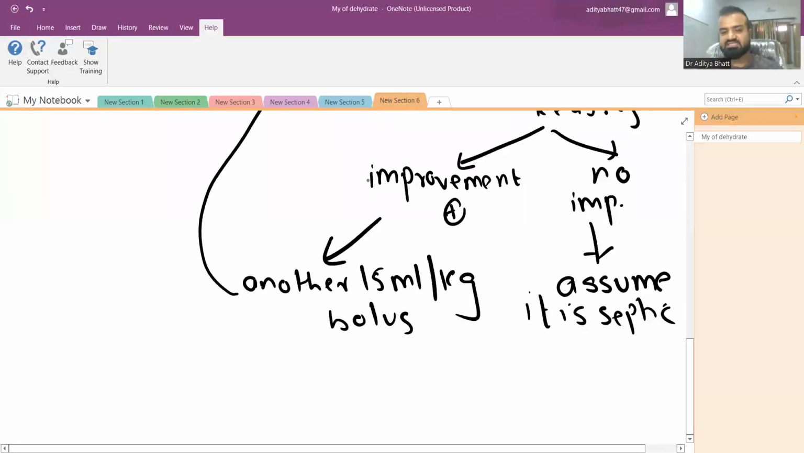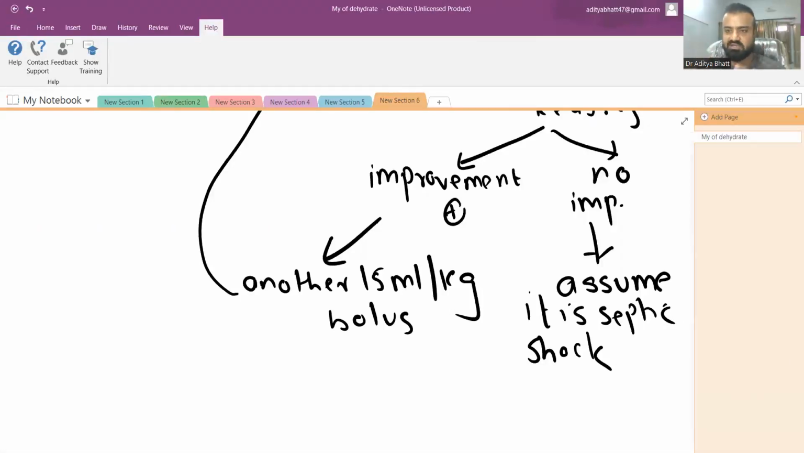Assume it is septic shock and start dopamine or noradrenaline according to guidelines. Please, do not miss the golden hour of antibiotic. Give the antibiotic in the first hour. So assume it is septic shock. Do not give more boluses.